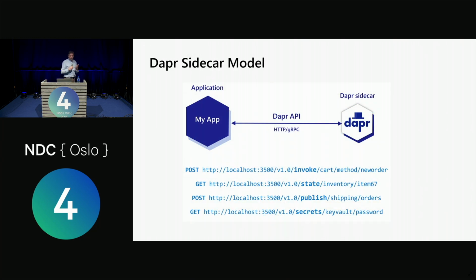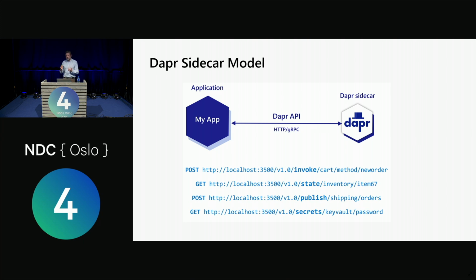So again, sidecar model. You have your application. It speaks to the Dapr sidecar, and this is how the URL actually looks beneath the surface. The default port here will be 3500, and this will be running next to your service. That's really all you need to know. And if, for example, you want to do service invocation, you can see that in the first example there: /invoke, that's how you actually call, for example, the method new order on the cart service.